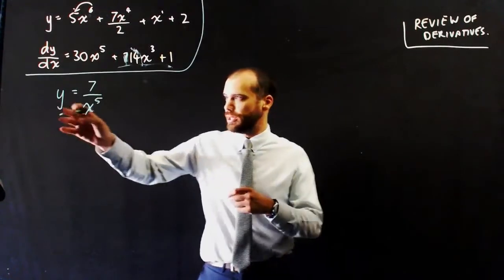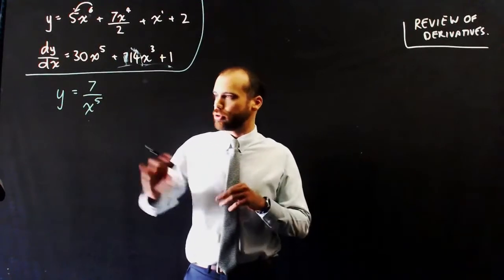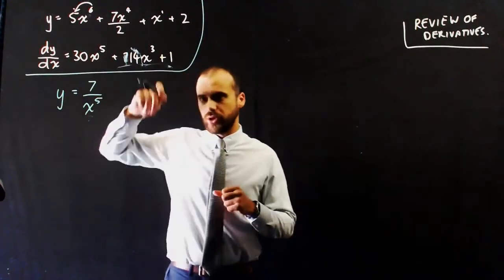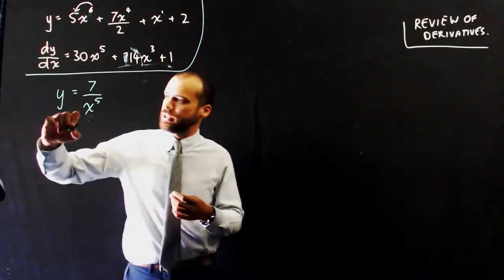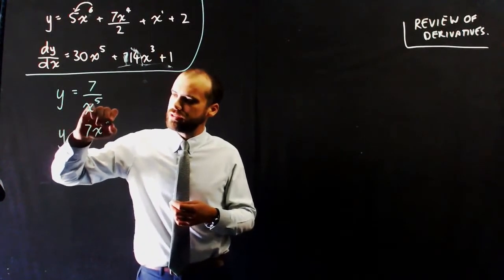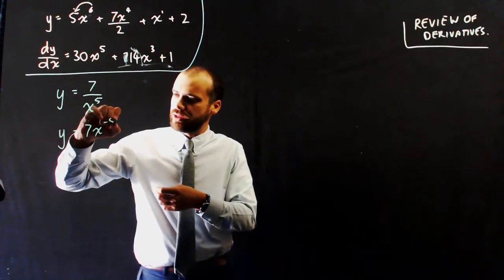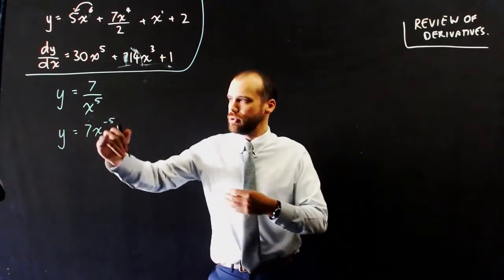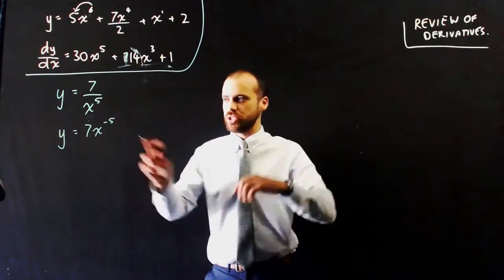So a second example here, y equals 7 on x to the power of 5. You cannot operate on a variable on the bottom of a fraction. You have to move it to the top. And you do it using negative indices. So I'm going to rewrite this as 7x, and that x, when it comes to the top, x to the 5 becomes x to the negative 5. And so you can move powers from the top to the bottom of fractions just by changing the sign on the power.